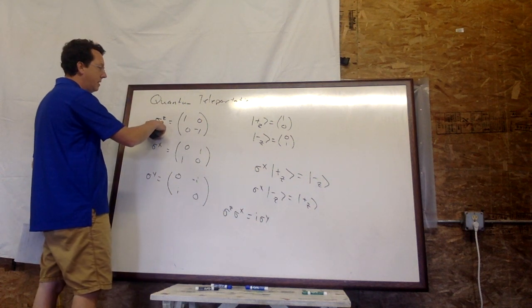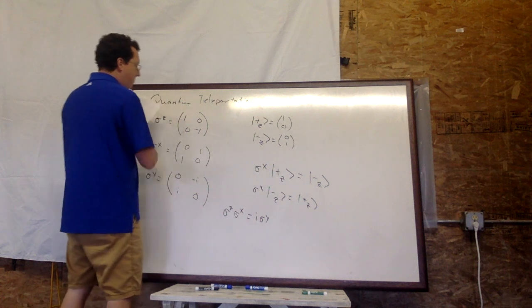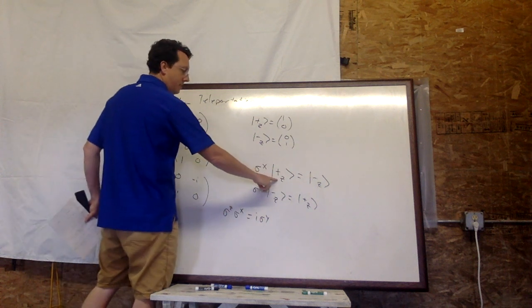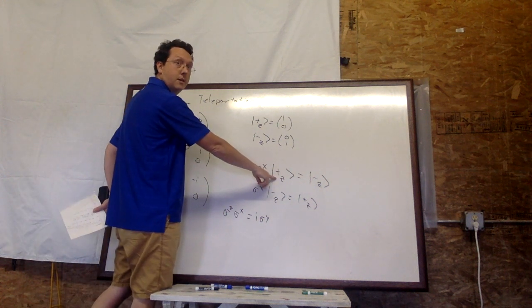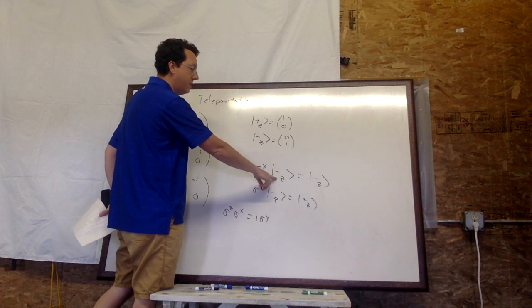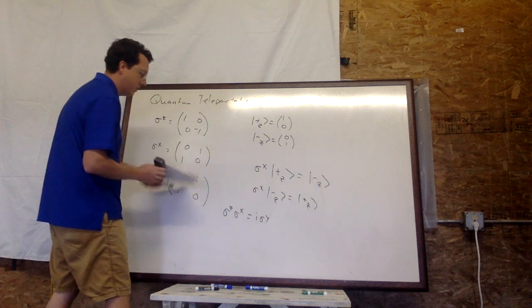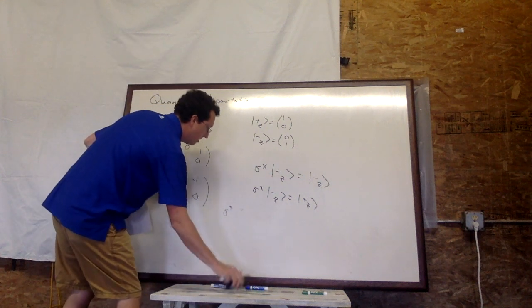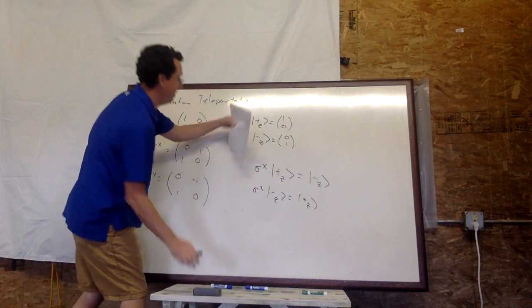Sigma z, on the plus state, it does nothing because it comes out plus 1. On the minus state, it picks up a minus sign. So maybe I'll write that down just to remind you. That's actually what we mean by this.